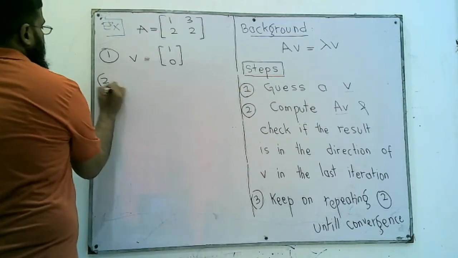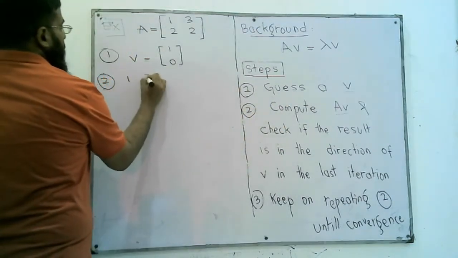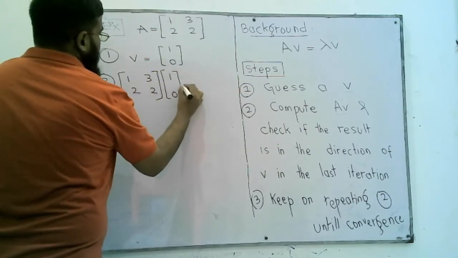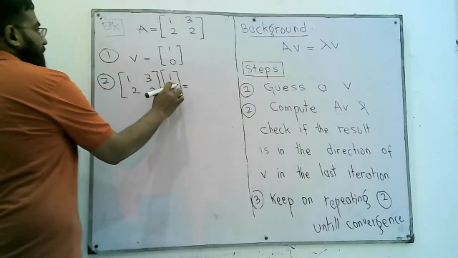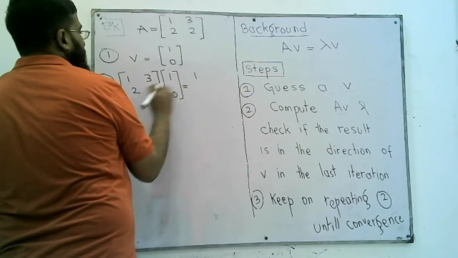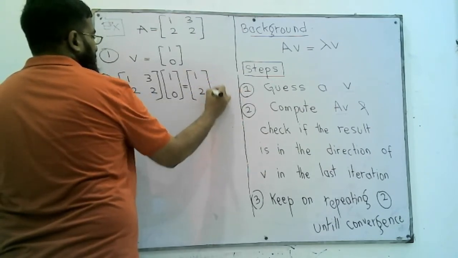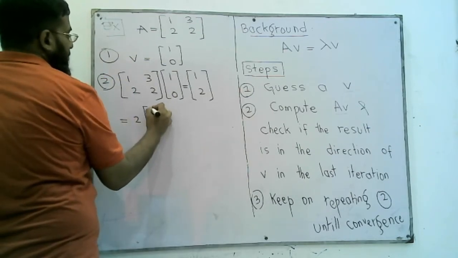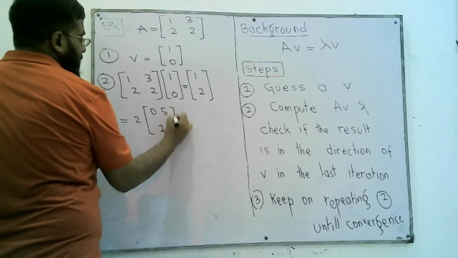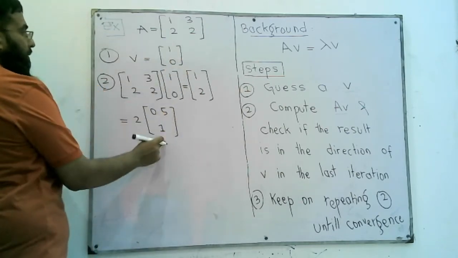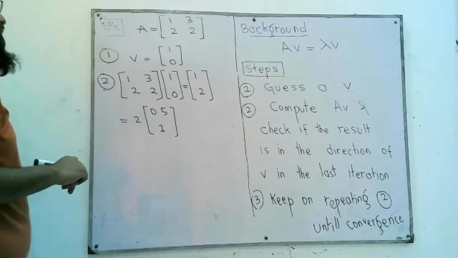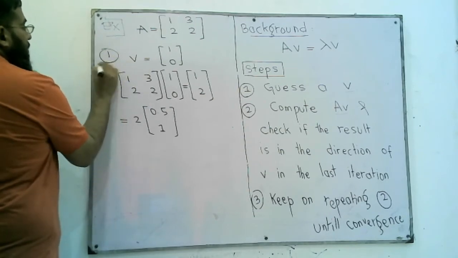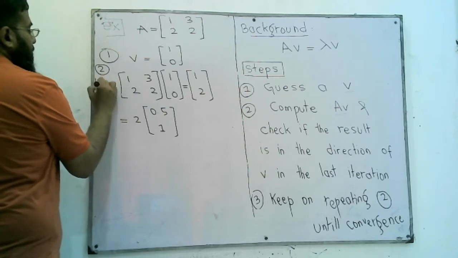Step number 2: multiply A with V. [1 3; 2 2] times V = [1 0], and check if the result is in the same direction as V. 1 times 1 is 1, plus 0 is 1; 2 times 1 plus 0 is 2. Take the largest value, 2, common. This is 0.5 and 1. It's not in the same direction as [1 0]; it's [0.5 1]. So this is step number 2's iteration 1.